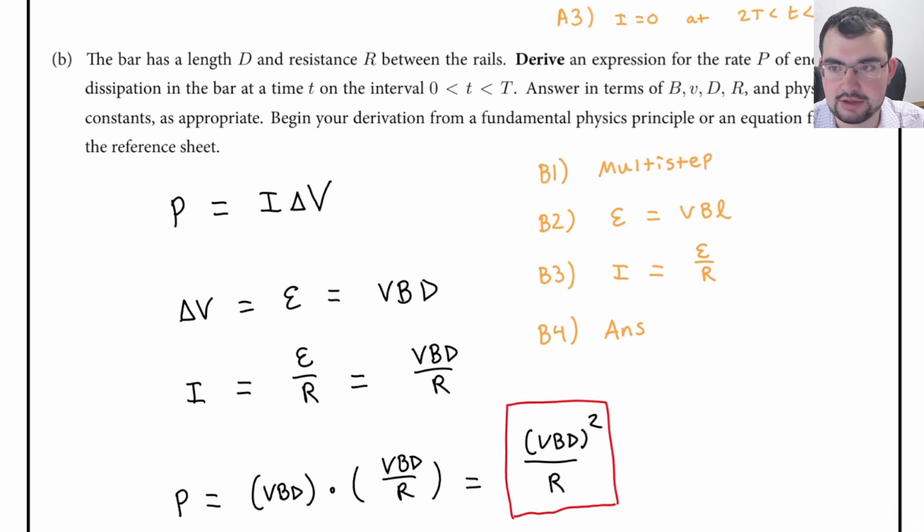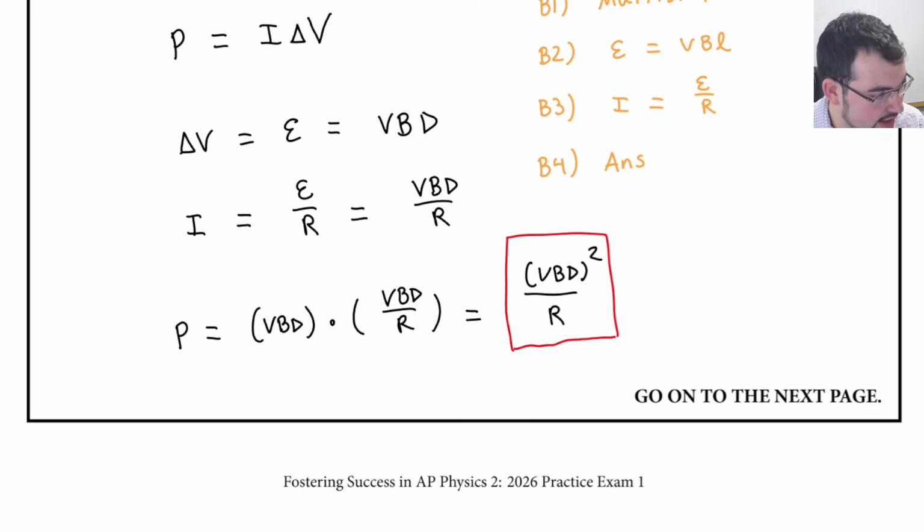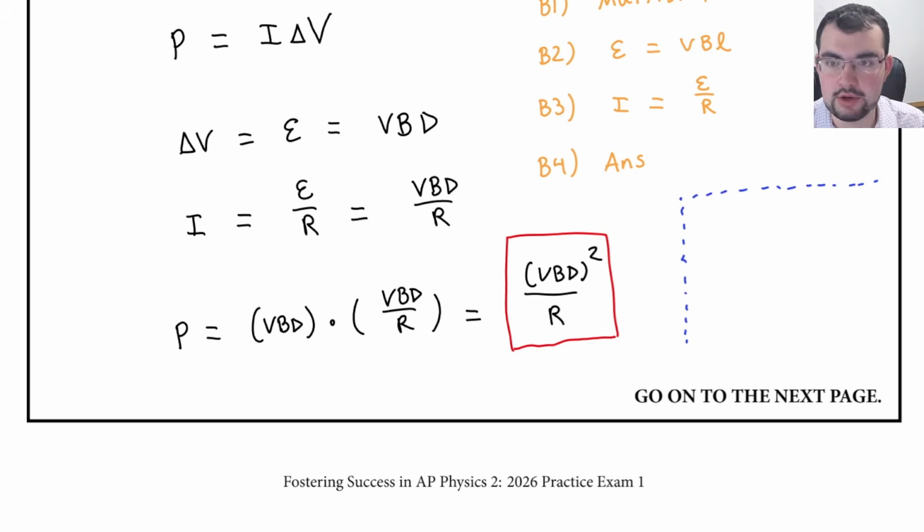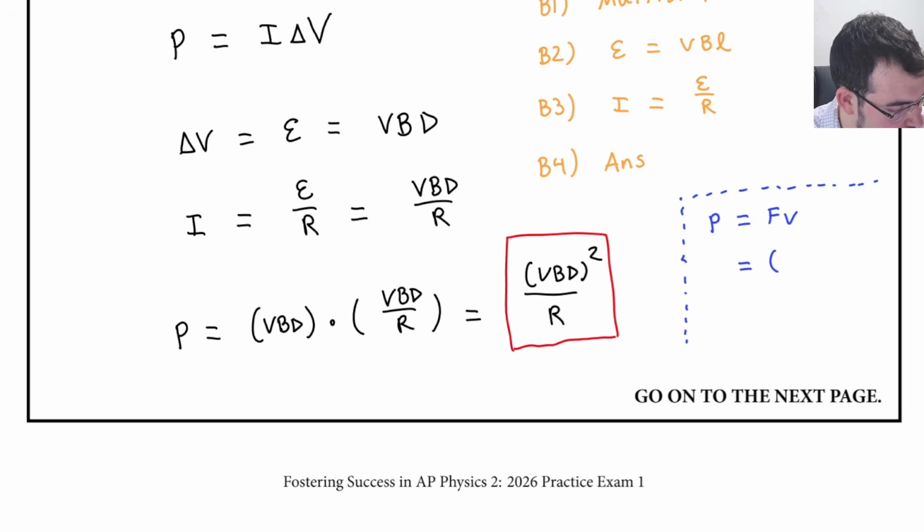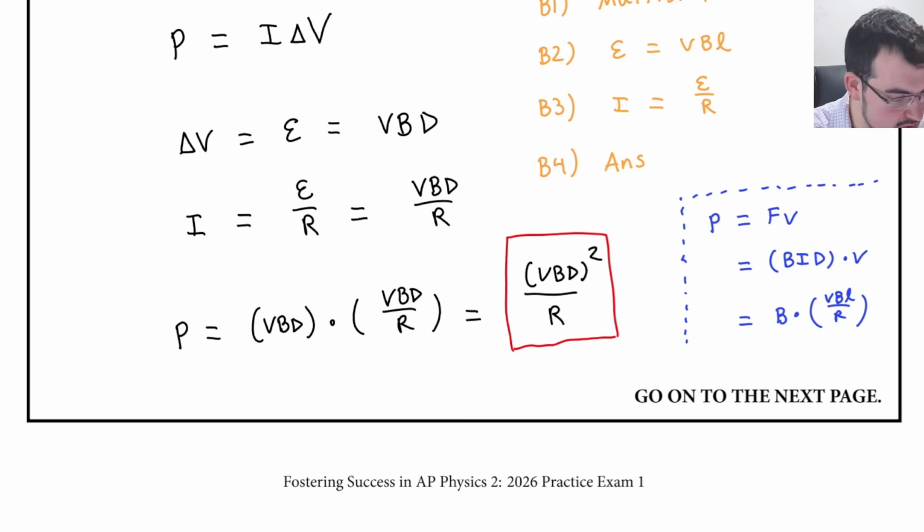Now, I did say there's an alternate solution. I highly doubt anyone did this, and I don't know why people would do it this way. But you could also have found the power input by the external force. So we could have said that power is equal to force times velocity. And the force is the magnetic force acting on the bar, which is BIL, or BID in this case. And you could solve for the current using VBL over R. Or sorry, VBD over R.